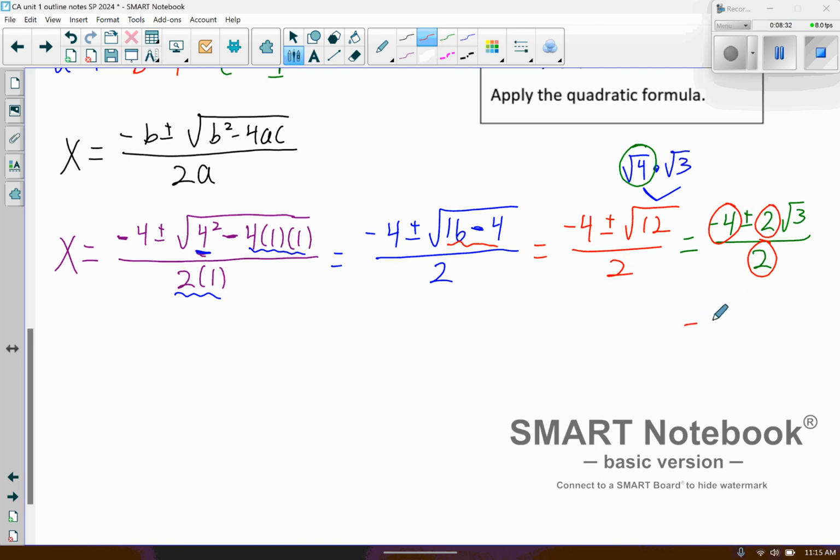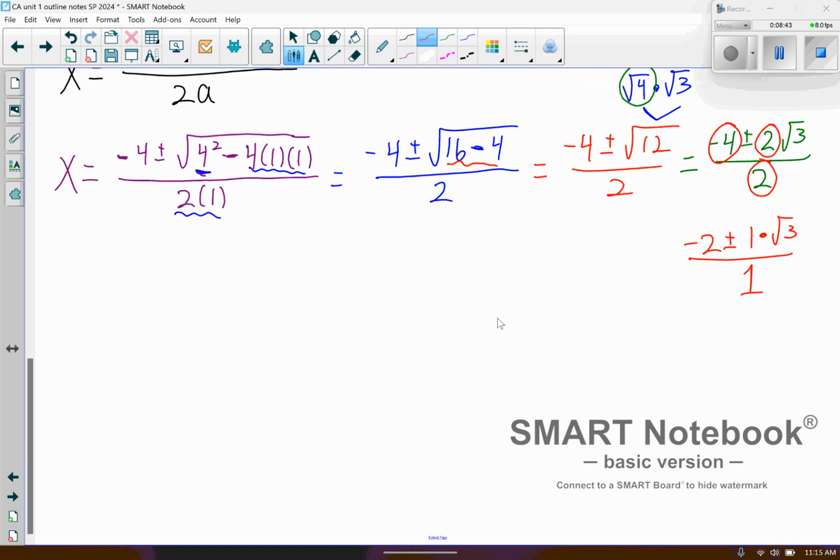So this would give me negative 2 plus or minus 1 times the square root of 3 and then divided by 1. Well, whenever you end up with a denominator of 1, you really don't need to write it in the form of a fraction. So we can go ahead and just drop that and just write this as negative 2 plus or minus, and then 1 times the square root of 3 is just square root of 3. You don't really need to carry that 1 with you. And so this is actually our answer right there.